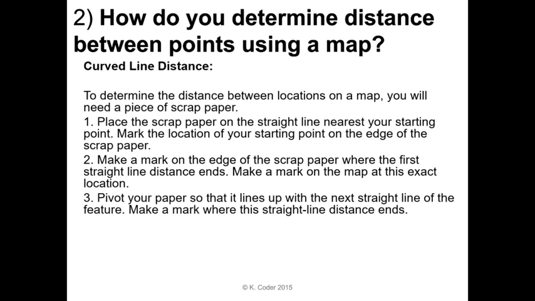3, you're going to pivot the paper so that the line ends up on the straight line of the feature. Now that feature might be a road or a trail that you're following. So you're going to be basically following the trail or following the road with your paper, just extending that line. Make a mark where this straight line distance ends. And you're going to continue this until you have reached your ending point.